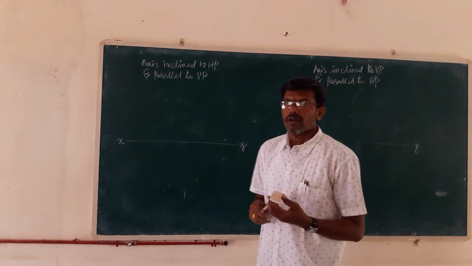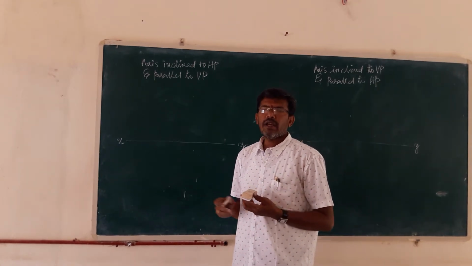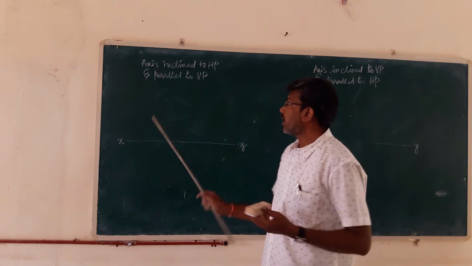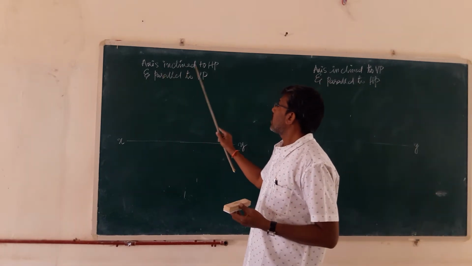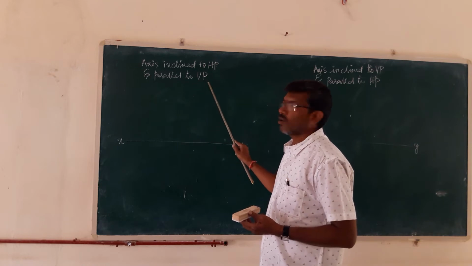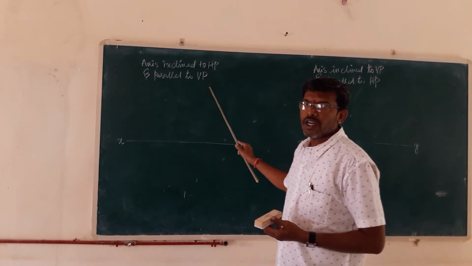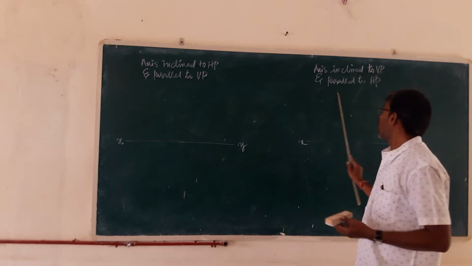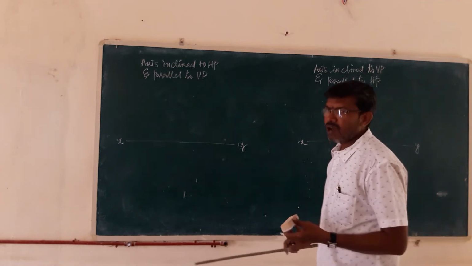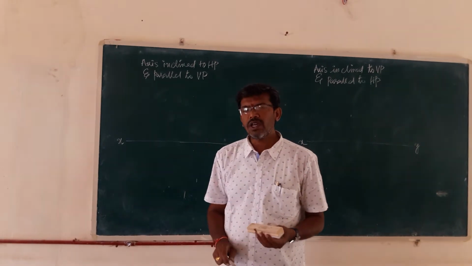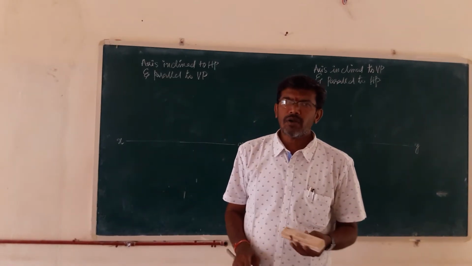Good morning. So we will go for the other conditions of the solid. That is, you can see here the axis inclined to the horizontal plane and parallel to the vertical plane. And the second condition is axis inclined to VP and parallel to the HP. So how are you going to draw the axis inclined to one plane and parallel to the other plane?